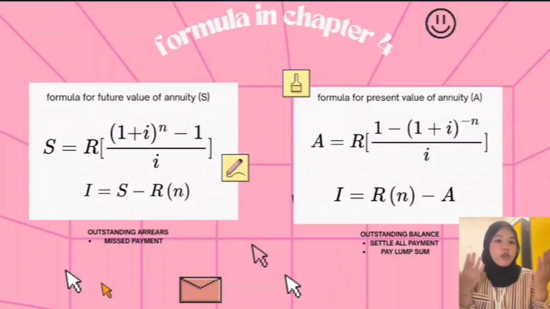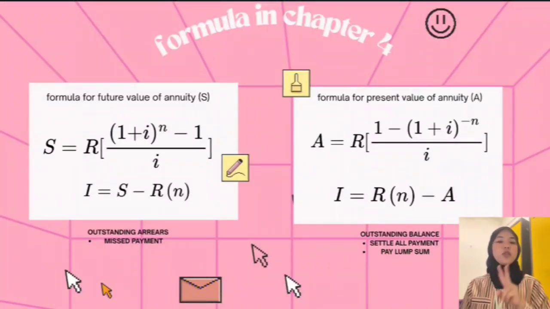Next we introduce the formulas in chapter 4. As you can see on the slide, in chapter 4 we have two formulas: the formula for future value S and the formula for present value A.